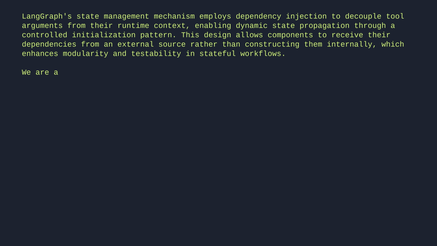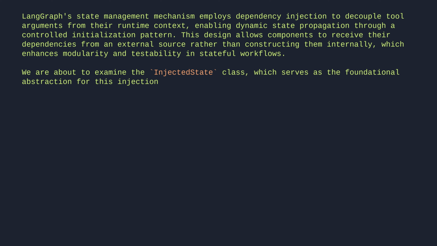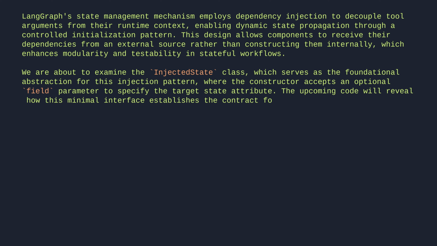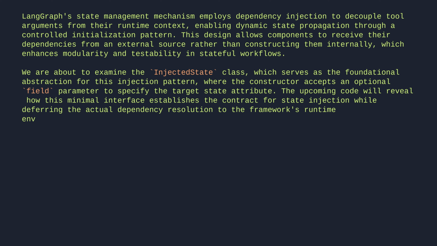We are about to examine the InjectedState class, which serves as the foundational abstraction for this injection pattern, where the constructor accepts an optional field parameter to specify the target state attribute. The upcoming code will reveal how this minimal interface establishes the contract for state injection while deferring the actual dependency resolution to the framework's runtime environment.